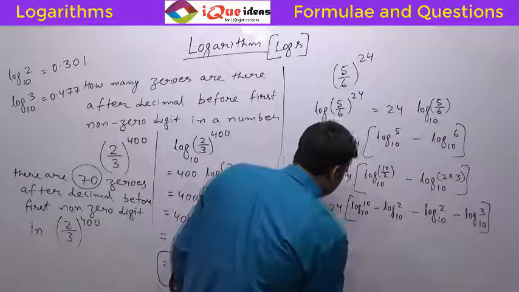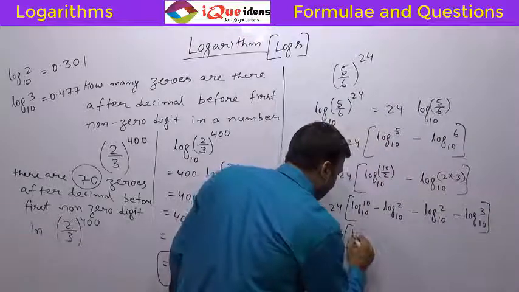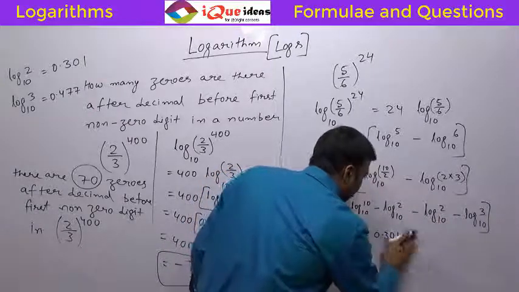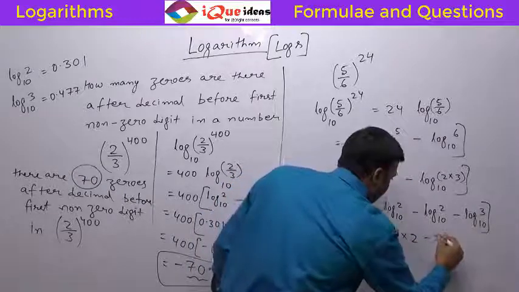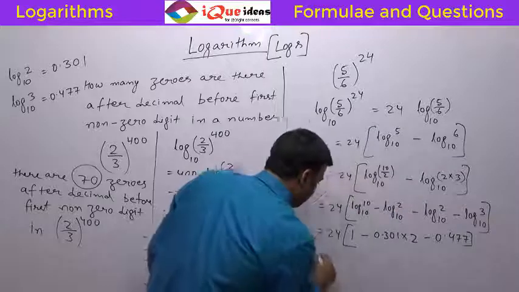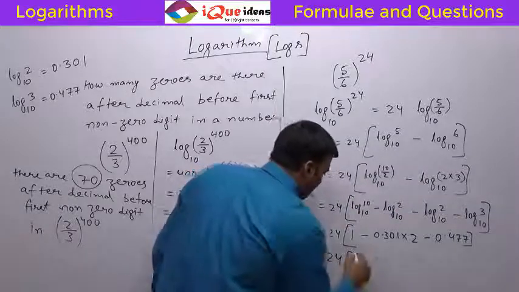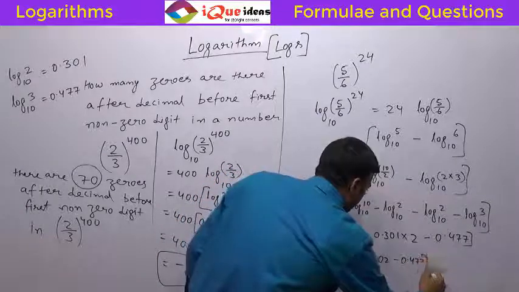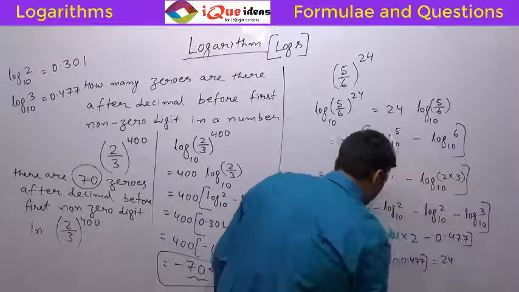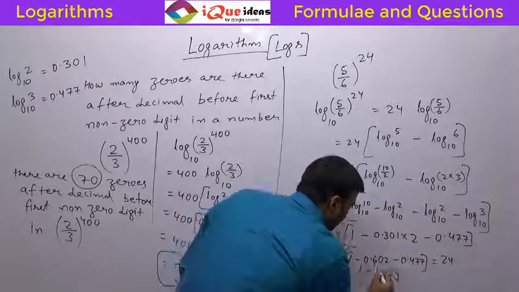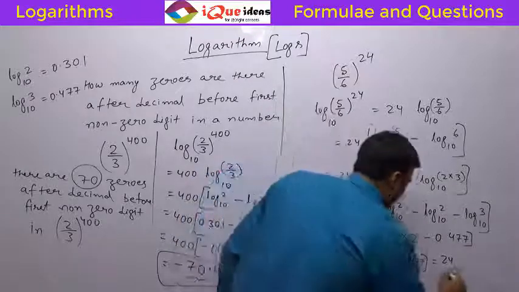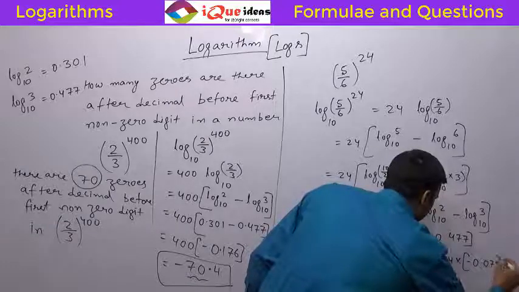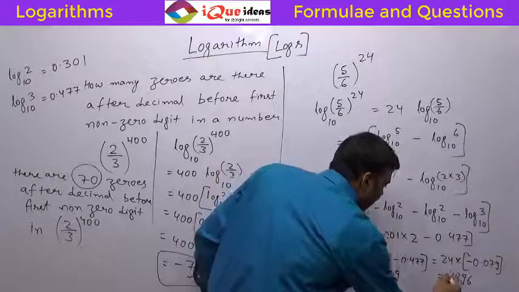Put the values carefully. So it is 24 into log 10 to the base 10 is 1 minus, this is 0.301, this is also 0.301, so multiplied by 2, minus log 3 to the base 10 is 0.477. So this comes out to be 24 into 1 minus 0.602 minus 0.477. So this is equal to 24 into, if you add and subtract, these two together will become 1 minus 1.079. So it is 24 into minus 0.079. Alright, so multiplied by 24, it is minus 1.896.